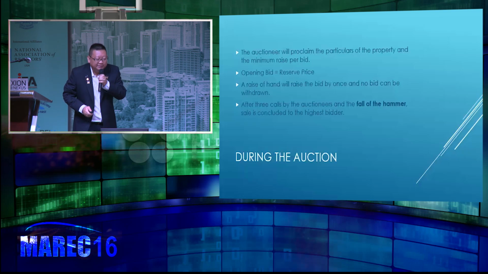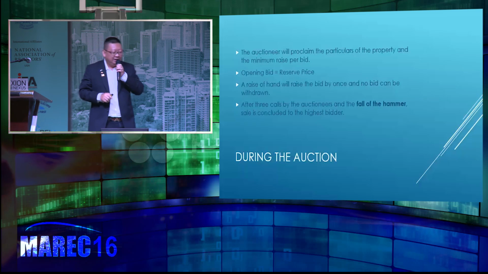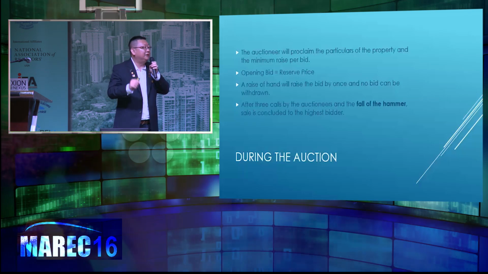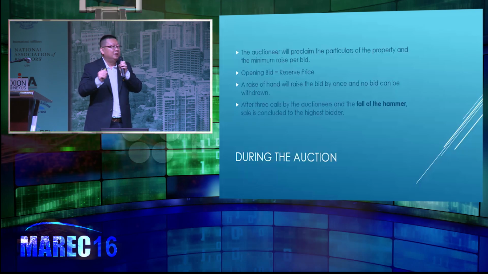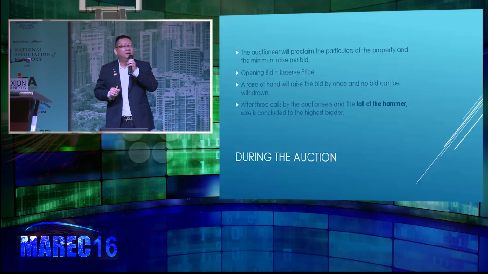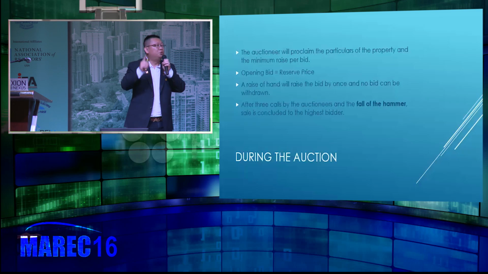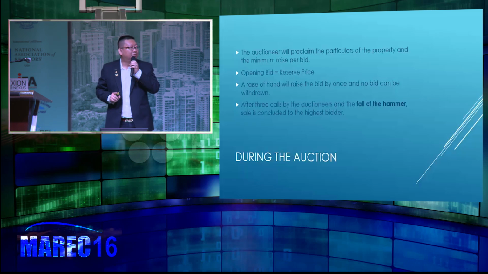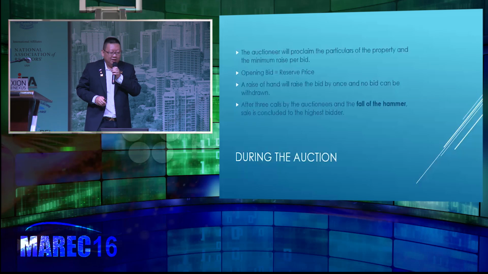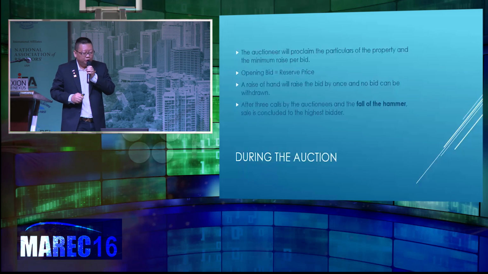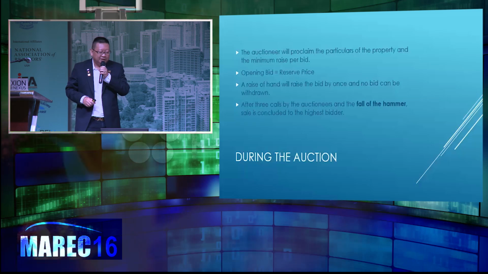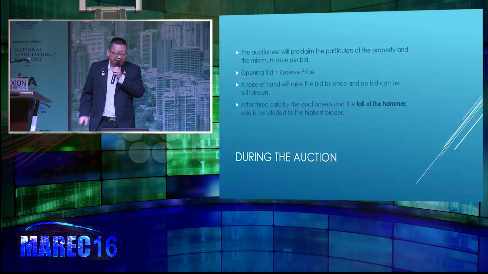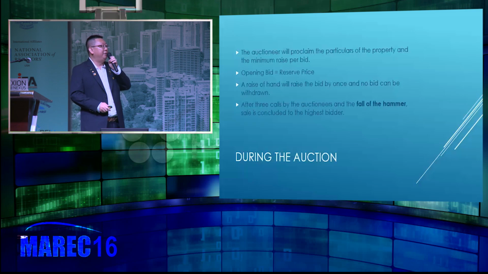So again here, you will see the opening bid will be the reserve price. I purposely point this out because in the case of a non-distressed property auction, you can choose not to start from the reserve price. There is a great difference here. A raise of hand will raise the bid once and no bid can be withdrawn. After 3 calls of the auctioneer and the fall of the hammer, the sale is concluded to the highest bidder.